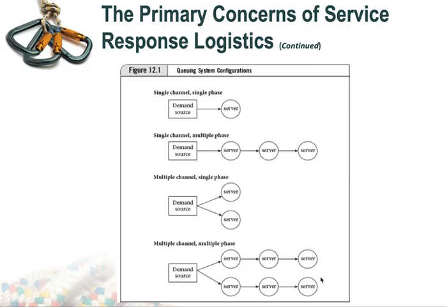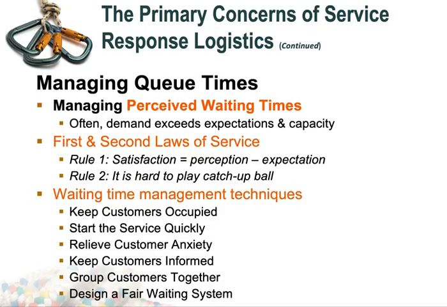So let's imagine some examples to be identified for each queuing system configuration. I hope that you have ideas for some examples for each queuing system configuration. And then, how to manage queuing time? Managing perceived waiting time often involves exit expectation and capacity. I think one good example is what is done by Pizza Hut delivery. Perceived waiting time is 30 minutes.